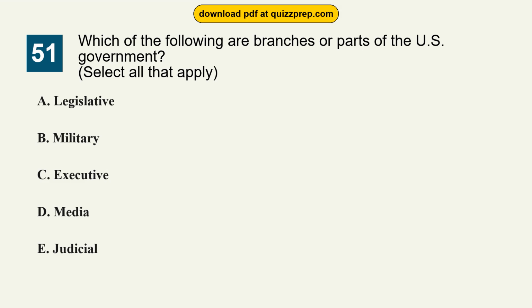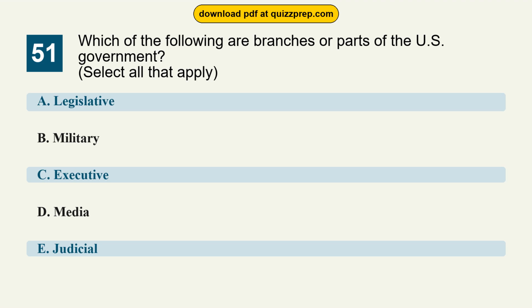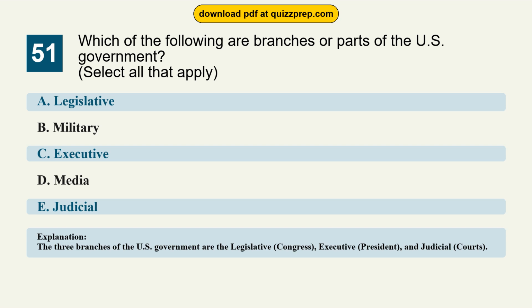Question 51. Which of the following are branches or parts of the U.S. government? Option A, legislative. Option B, military. Option C, executive. Option D, media. Option E, judicial. The correct answers are options A and C and E. Legislative, executive, judicial. The 3 branches of the U.S. government are the legislative, Congress, executive, president, and judicial, courts.